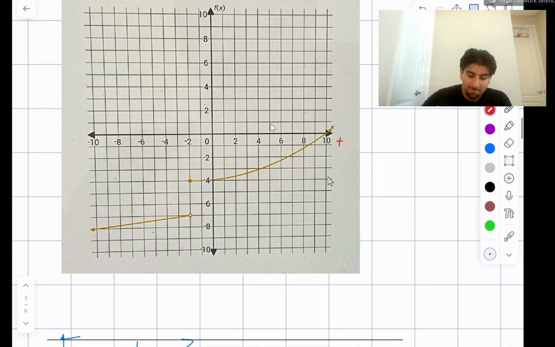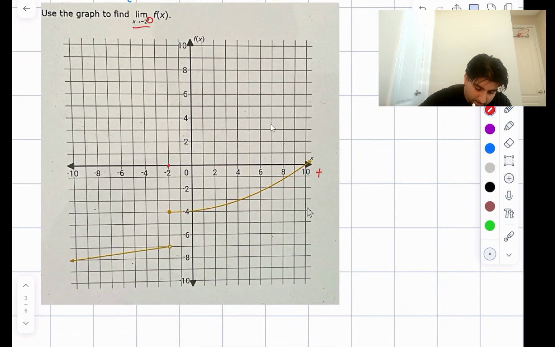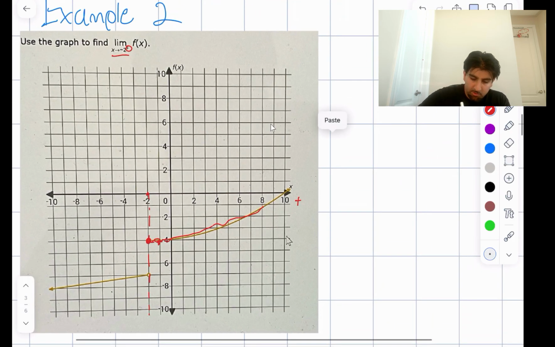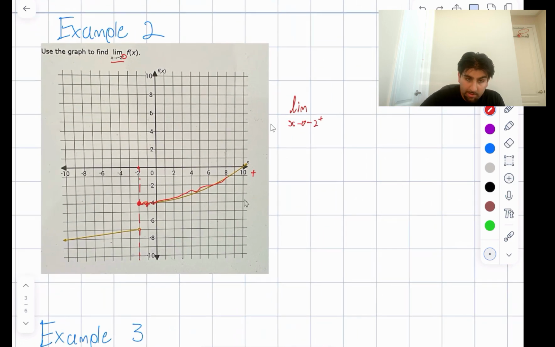But, so we're traveling from the right side as x approaches -2. So -2 is here, so we can highlight this line. We're going to go here. As we travel this way, where do we end up? Here at -4. So we can say the limit as x approaches -2 from the right side is equal to -4.